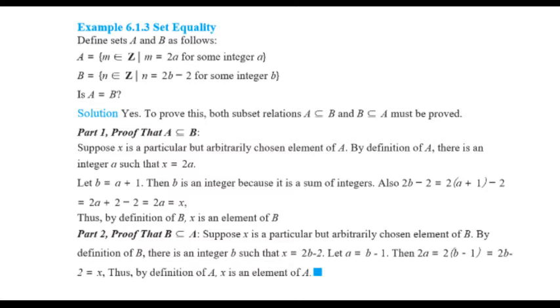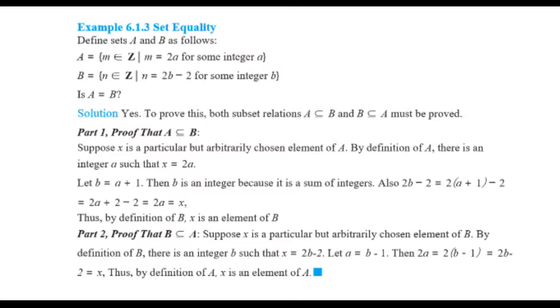We need to prove that B is a subset of A in the second part. To do this, we suppose that X is a particular but arbitrarily chosen element of B, and then you use the definition of B to say that there is an integer like B such that X is equal to 2B minus 2, and then we define A equal to B minus 1, so 2A is equal to 2 times B minus 1. By further simplifying it, we'll get 2B minus 2, which is X.